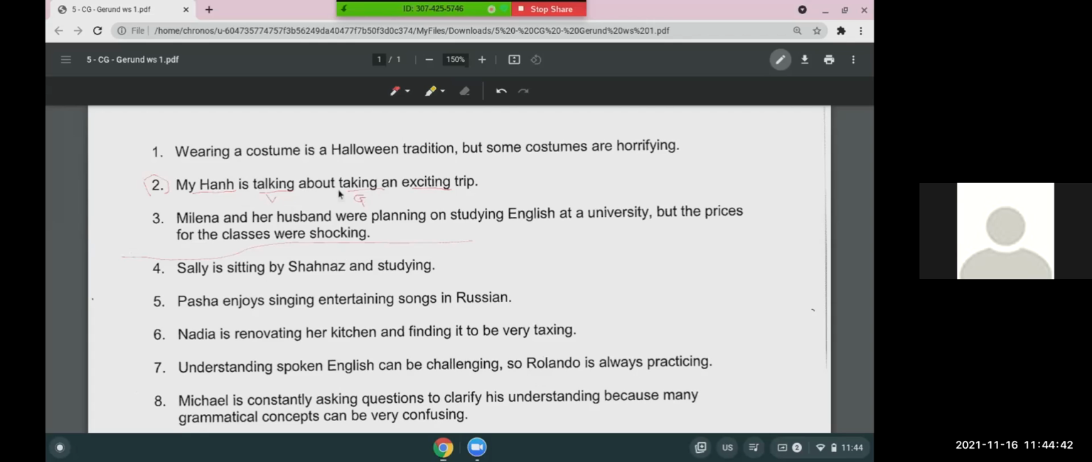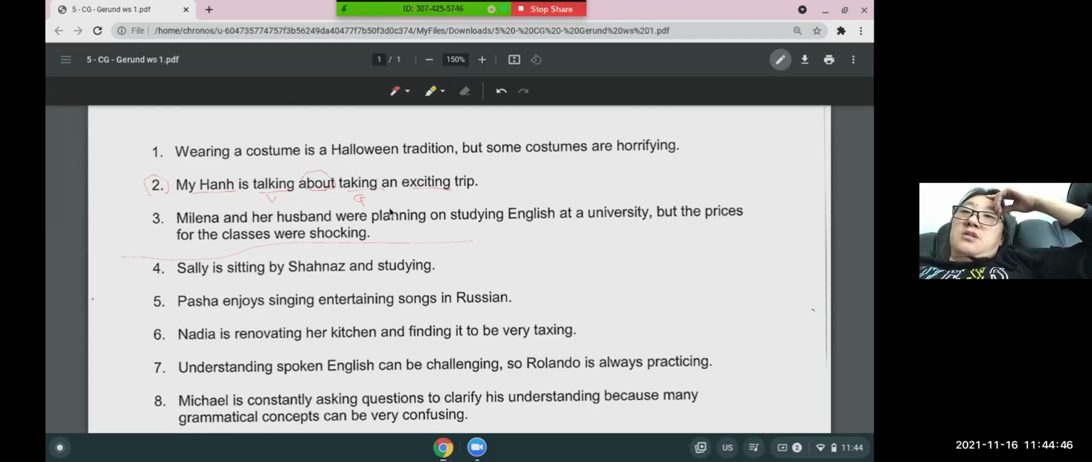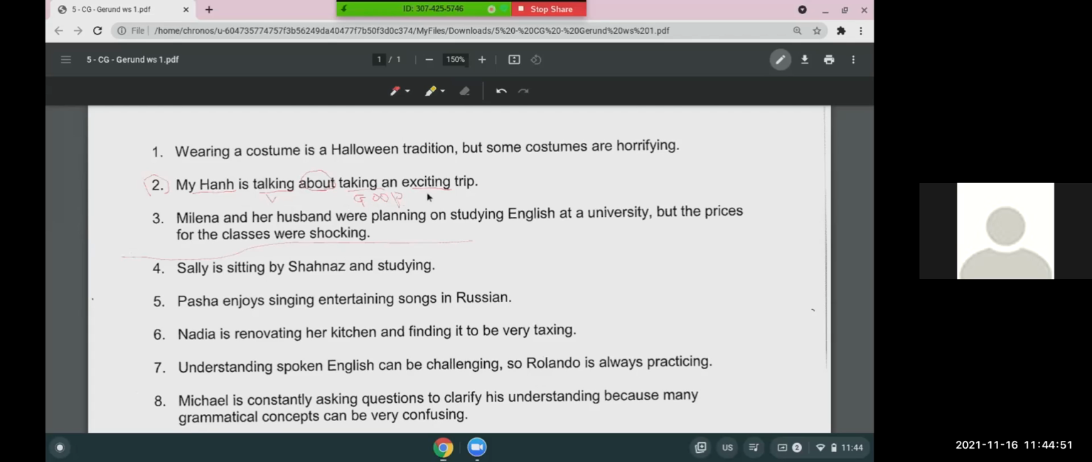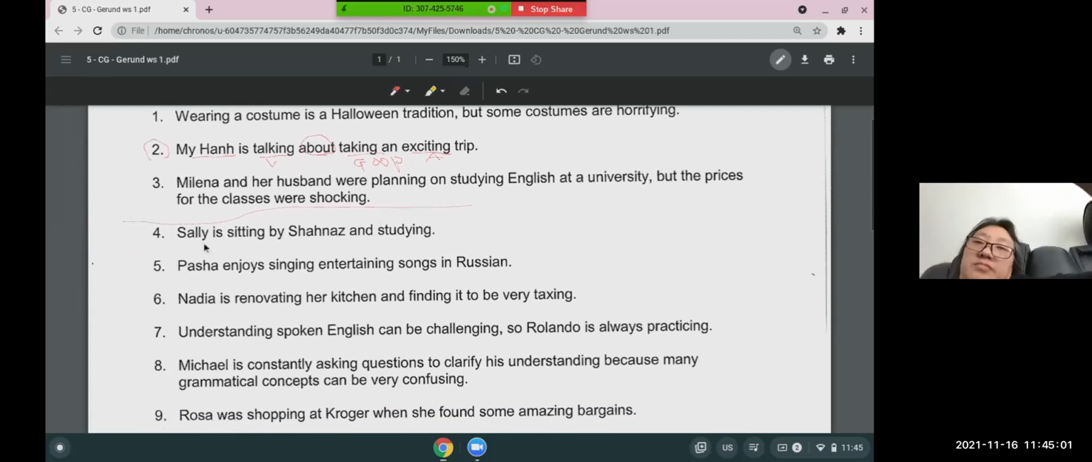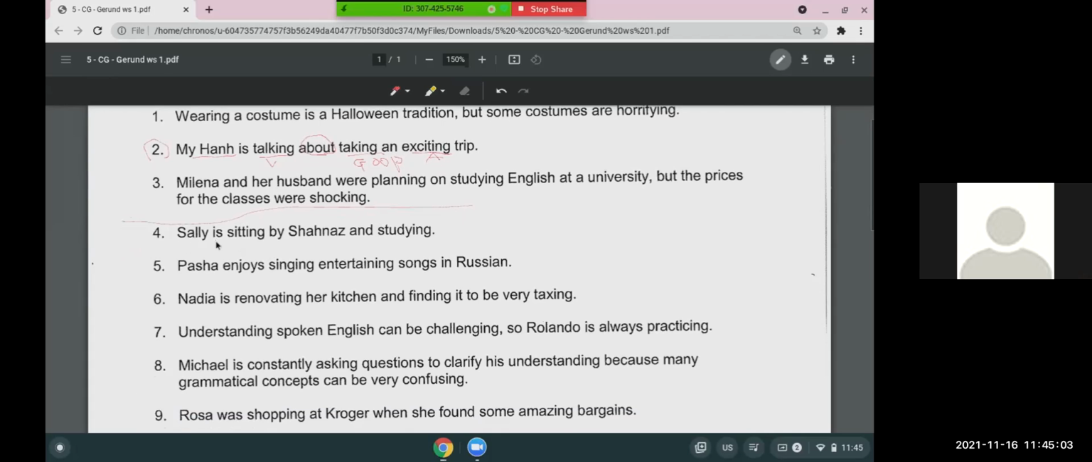So this one is using the preposition about. Yes, OOP, okay. Then exciting is? That's the adjective. Adjective, okay. All right. Number 4. Sally is sitting by Shahnaz and studying.